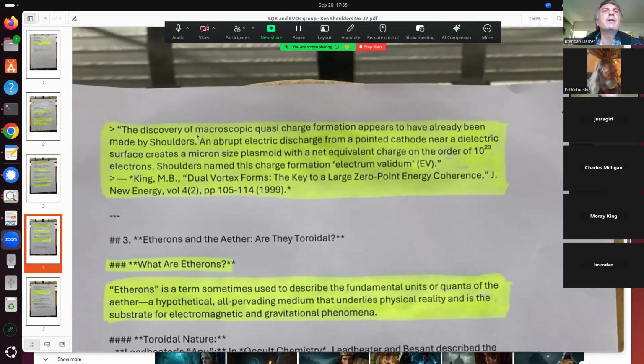The discovery of macro-sized quasi-charge formation appears to have already been made by Shoulders. An abrupt electric discharge from a pointed cathode near a dielectric surface creates a micron-sized plasmoid with a net equivalent charge on the order of 10 to the power of 23 electrons. Shoulders named this charge formation electrum validium, or EV. Moray King, Dual Vortex Forms the Key to a Large Zero-Point Energy Coherence, 1999.